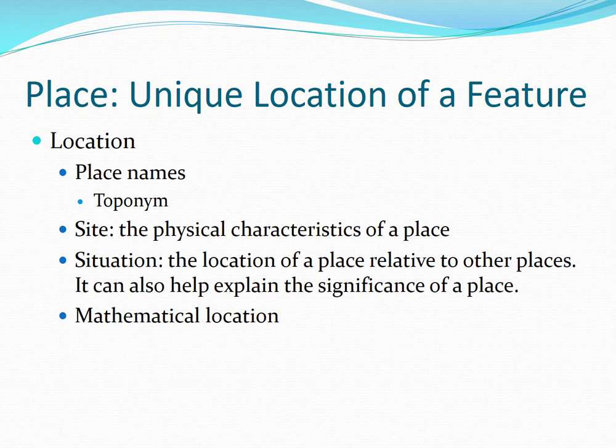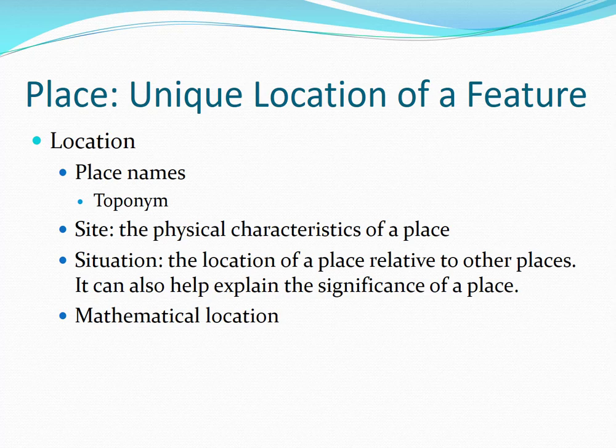Other concept we need to talk about is site. What is the site of a place? The site is the physical characteristics of a place. It's the natural characteristics. That city or town or that area can be hilly, mountainous, flatland, forest-like, dry land. It can also have water bodies like lakes or rivers. It can have a harsh climate or a mild climate, etc. So a site is the physical characteristics of a place.